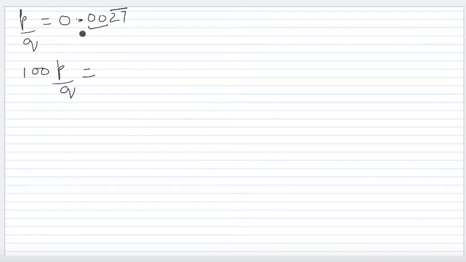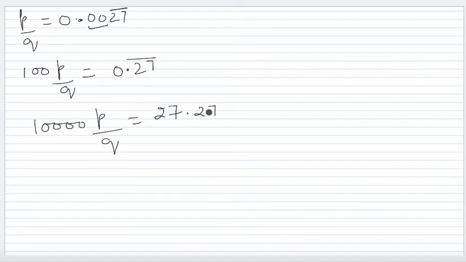So 100 P upon Q will simply put the decimal two places to the right, but since the digits are 0 0, we are not going to mention them, so only 0 and 27 bar. Now two digits are repeating, so we are going to multiply one more time by 100. So 10,000 P upon Q is equal to 27.27 bar.